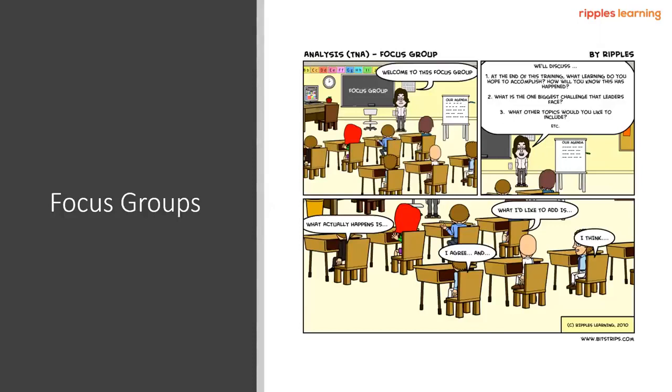I think the questions given in this particular cartoon are very good. So for example, one of the questions you can ask is, at the end of this training, what learning do you hope to accomplish? How will you know that this has happened? What is one of the challenges that leaders face? So what questions do you ask is an important thing to consider. And I think one important question you can always ask is, where are people failing? Because if they're failing somewhere, it could be because they don't know how to do something, which could indicate a learning gap.